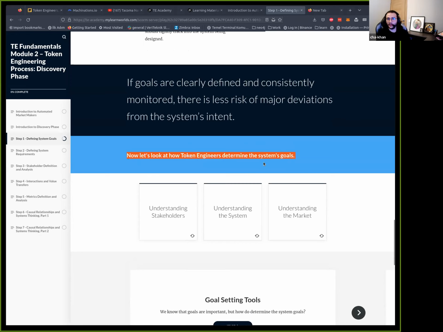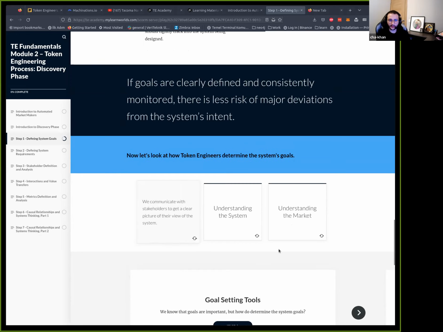So, determining system goals takes three things. Understanding the stakeholders, which means communicating with stakeholders to get a clear picture of their view of the system. Okay. So for us, what would that mean? That means we talk with ourselves. But we also need to figure out what system we are talking about.